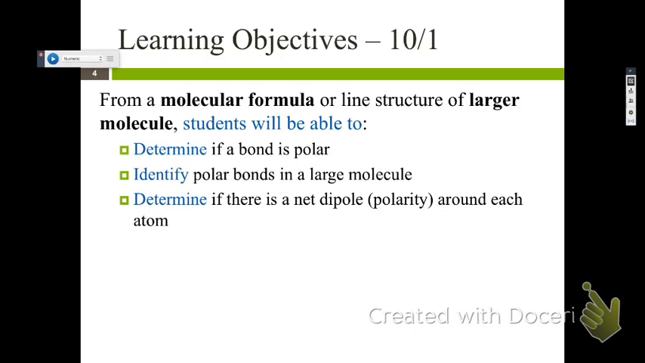And then we're going to look at a large molecule, identify polar bonds, and then determine if there's a net dipole around each of those. You did have 2 homework problems related to this last night, 2 homework sets that hopefully you were able to work through. And that's going to allow us to think about relative water solubility. If a molecule is more polar, we're going to say it's more water soluble, so we're going to be comparing and contrasting different molecules.